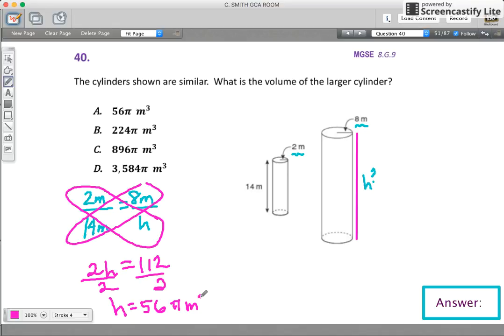Oh, excuse me, I'm so sorry. That's not our final answer. So we know that our height here is 56. Okay, so what it's asking us to find, though, is the volume of the larger cylinder. So once we've discovered what our height is, using our proportions, this is kind of a two-step problem here. So our height is 56.